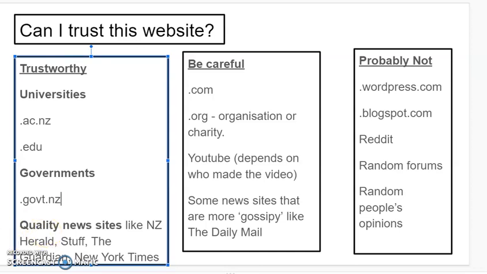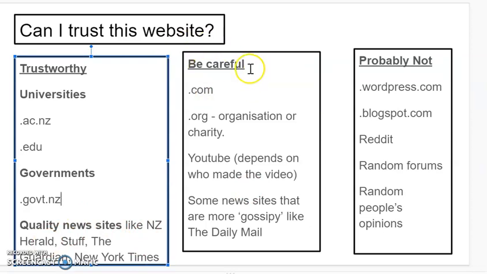Your third quality news source are websites like New Zealand Herald, Stuff, The Guardian, the New York Times. These websites all go through strict processes to make sure that what they publish is accurate. And if they publish something that is wrong, you can complain about them to the New Zealand Press Council. So they go through rigorous processes, which makes them quite a reliable source of information. Not all news sites go through the processes, but these ones do. There are many more that do too.